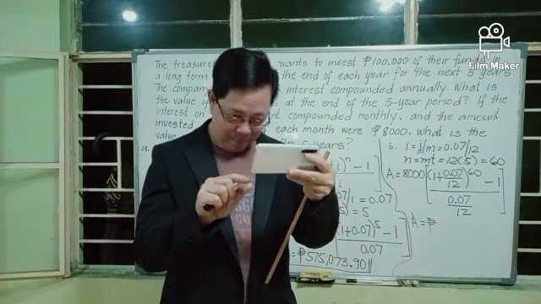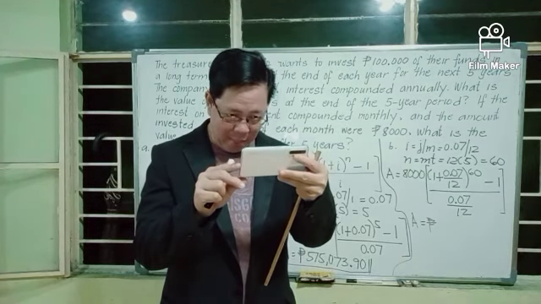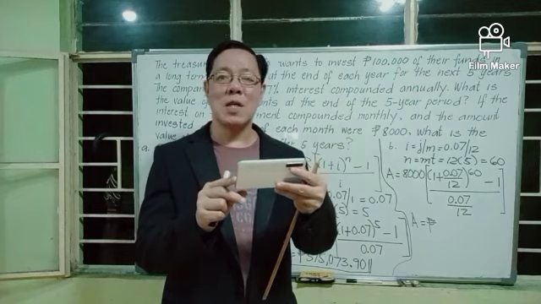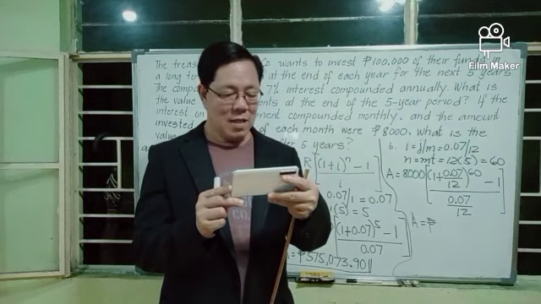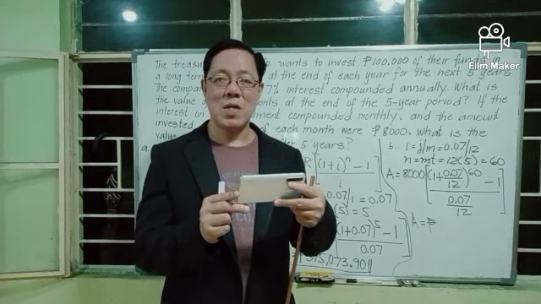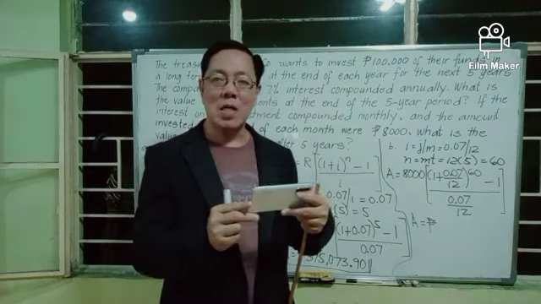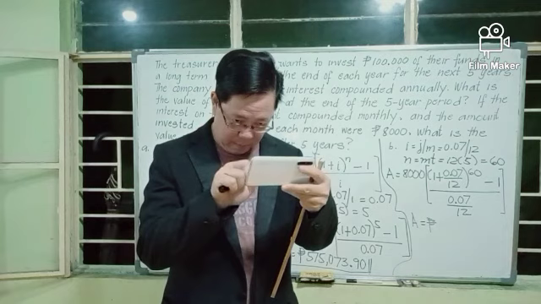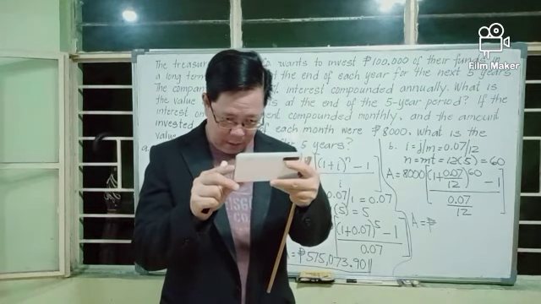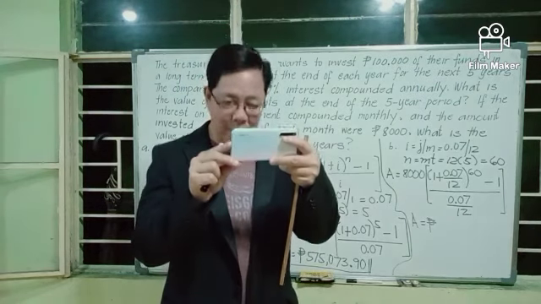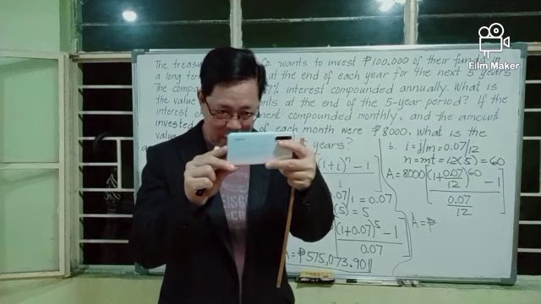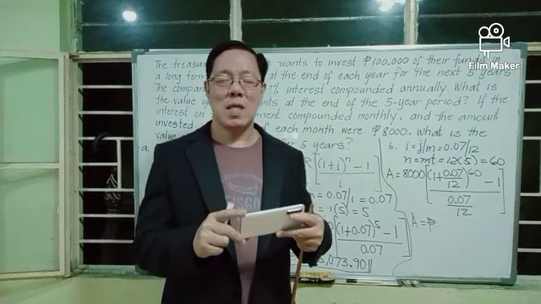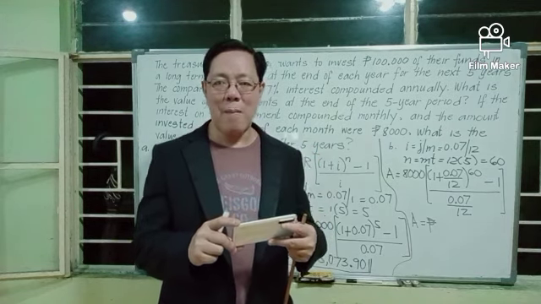Press equal. And you should get 5.01150,311. And it's a non-terminating decimal number. That answer divide by 0.07. And you should get 71.59290164,811. It's a non-terminating decimal number.